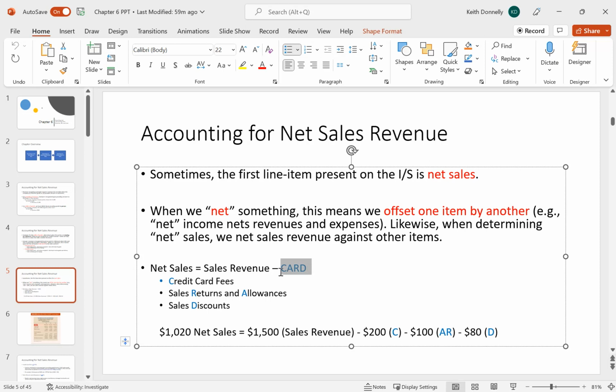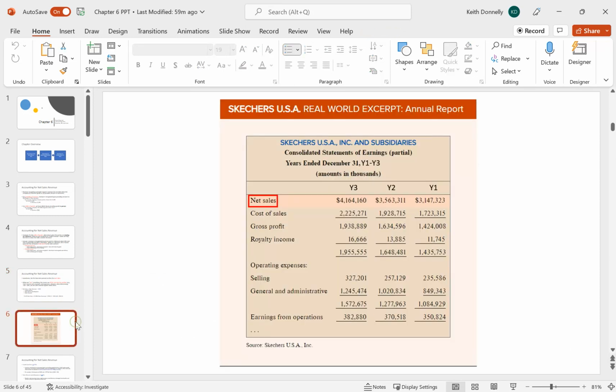You're going to back out from that, subtract out certain items, this CARD acronym. That's going to get you to your net sales, right? So like revenues minus expenses equals net income. Gross sales minus this CARD acronym equals net sales. And this is just showing you down here, right? 1,500 minus these guys gets you the net, right? And the CARD acronym is going to stand for credit card fees, returns and allowances, and then sales discounts. And we'll talk about what each of those means, right?